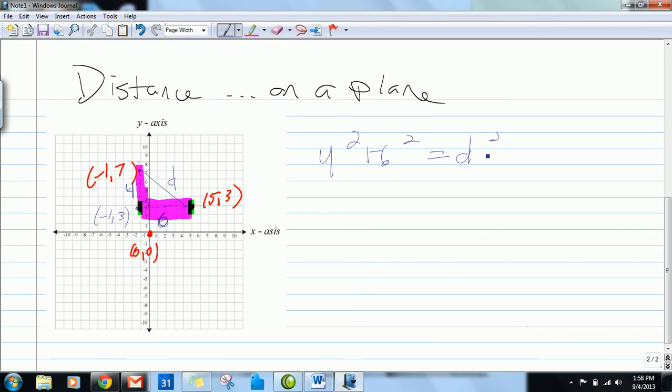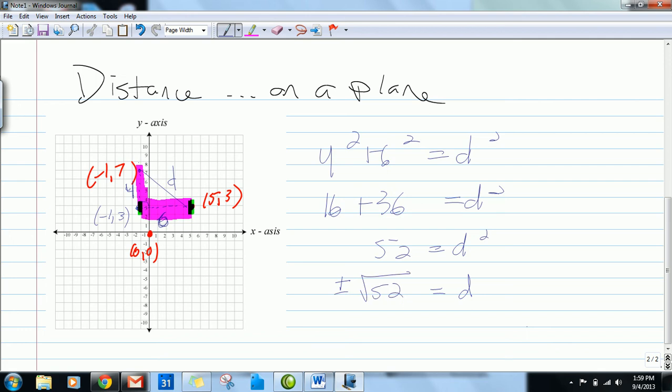And now to solve for d, I'm going to square everything. I'm going to keep my order of operations intact. I'm going to add them. And then I'm going to take the inverse of squaring, which is square rooting. And remember, there's really a plus or minus out here. Because we're talking about distance, it's just positive, right?